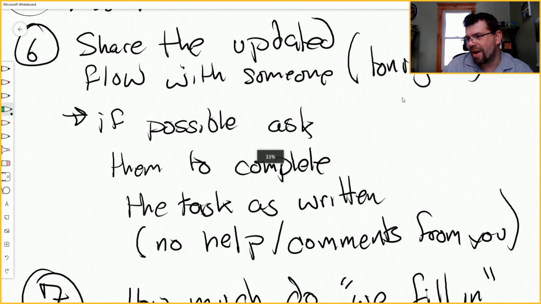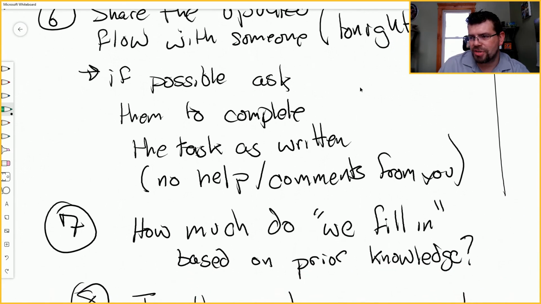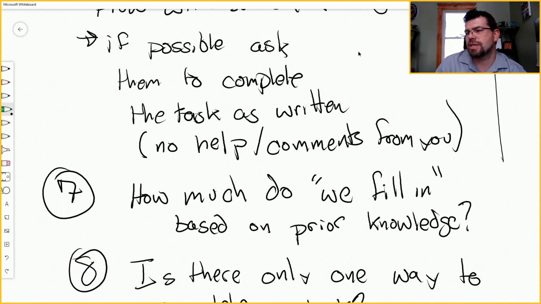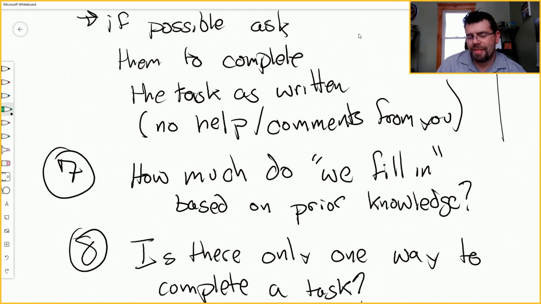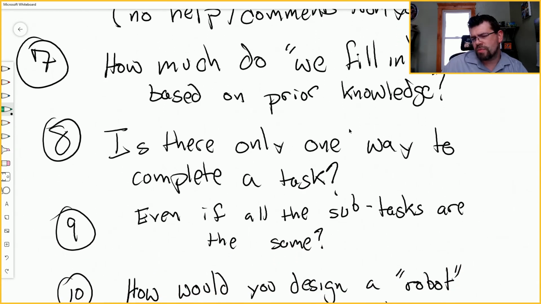So can they do it? What happens? That might lead you to some insights in terms of how precise and how much you might need to include in these. Okay, and then with that caveat, how much information do we as adults and as humans in general fill in based off of our prior knowledge? These are things that we might do, but we can't assume that, for example, a computing system would do. I've kind of already alluded to this, but is there only one way to complete a task? Is that still the case in number 9, even if all the subtasks are the same?